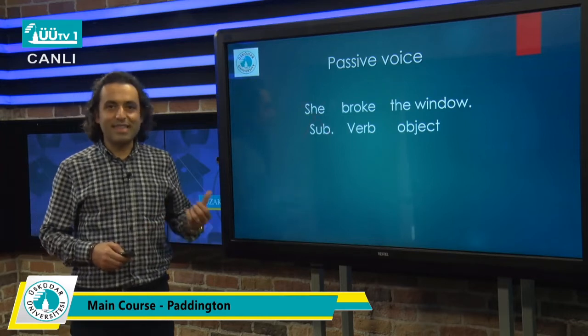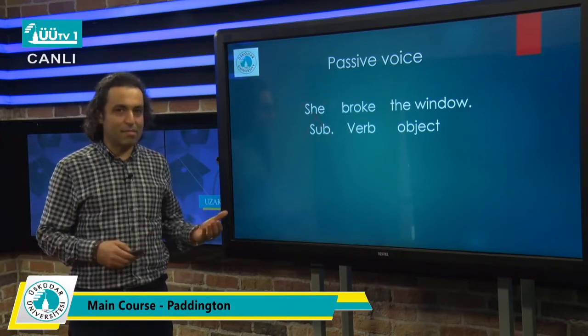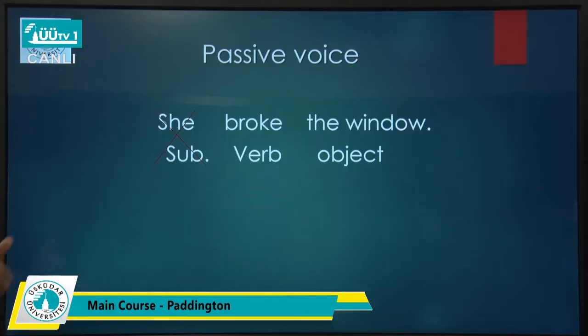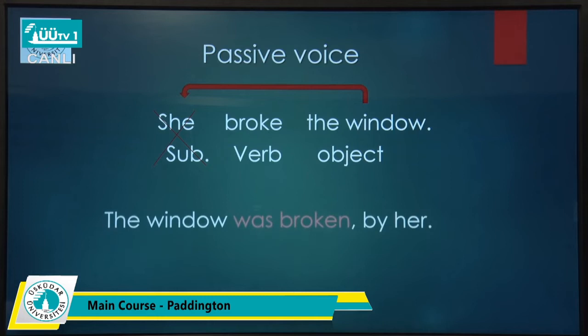So we just deleted the subject, but do we have a passive voice? Of course not, because we can't start a sentence with a verb. Then we move the object to the beginning of the sentence. So the window comes to the beginning of the sentence. The window broke. But again, do we have passive voice? Not at all. Regarding the tense of the active sentence, which is simple past, we should make some changes to be able to have a passive voice.